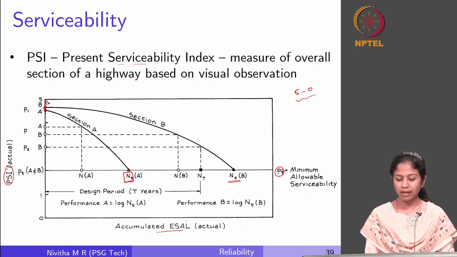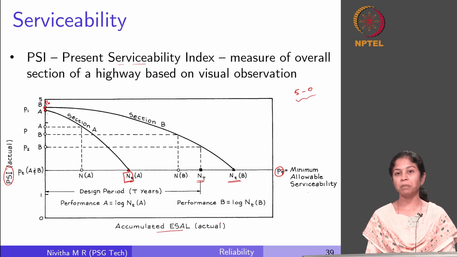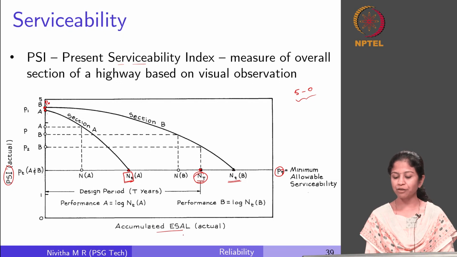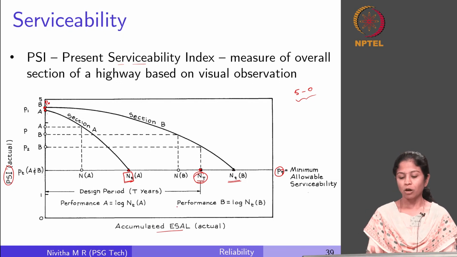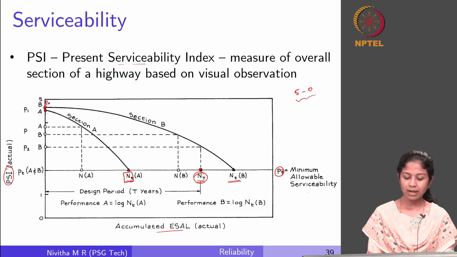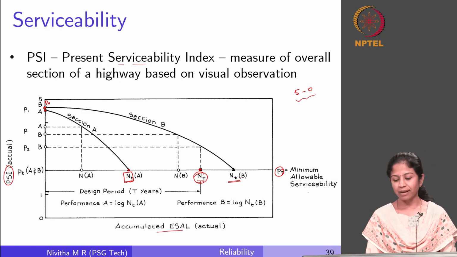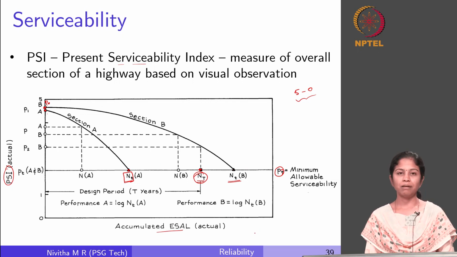But the design period is T years, and the number of standard axle load repetitions expected over this period is NT. So this is what I have designed for, but I have two sections, one which has failed in a lesser number of repetitions and another which is able to take more repetitions. This NT is defined as the number of load repetitions it can take before it fails.